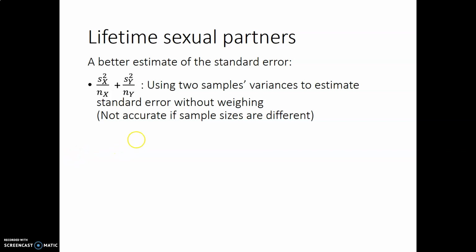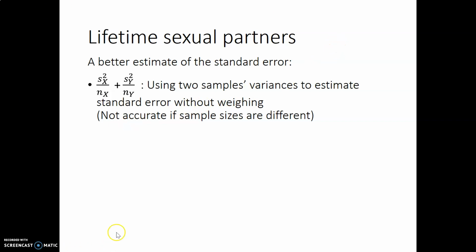Okay, so in the last video, we talked about how we could use the sum of the variances for the sampling distributions to estimate the standard error for our sampling distribution of the mean difference. But we have a problem if our sample sizes are very different from each other. In other words, we didn't do any weighting work. We didn't take the different sample sizes into consideration.